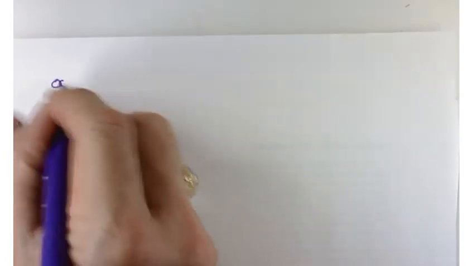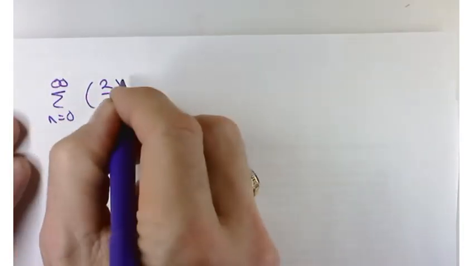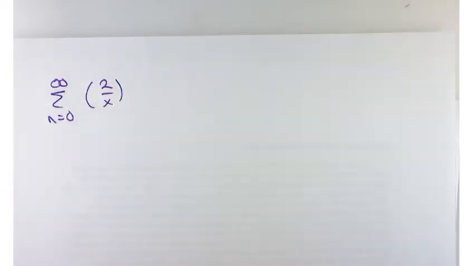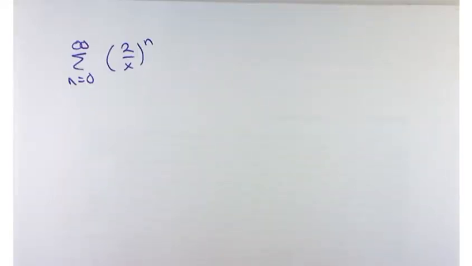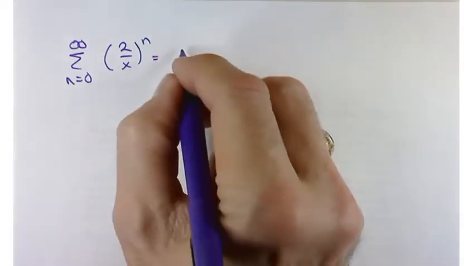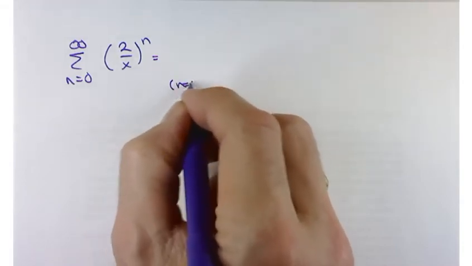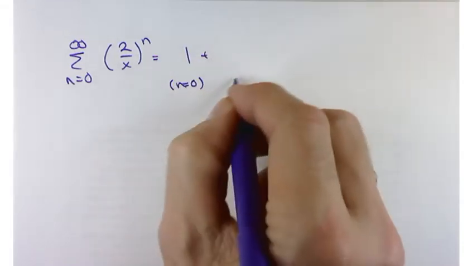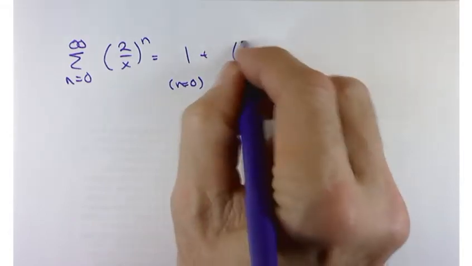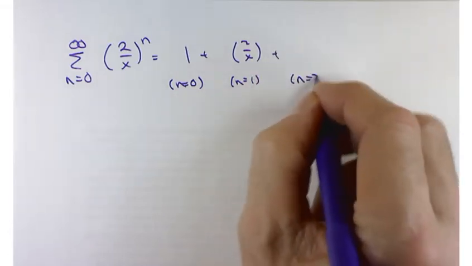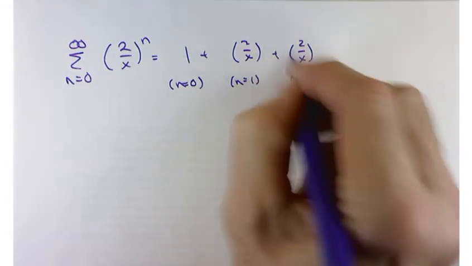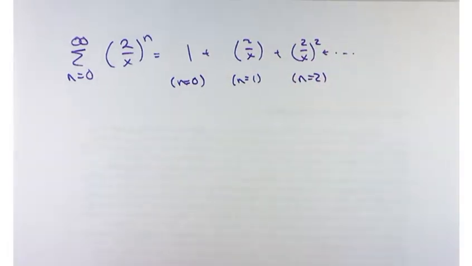Problem 54 gives us the sum from n equals 0 to infinity of (2 over x) raised to the nth power. Now, if you were to write this out, at n equals 0, you would get a 1. At n equal 1, you get 2 over x. And then at n equal 2, you get (2 over x) squared. And so on.